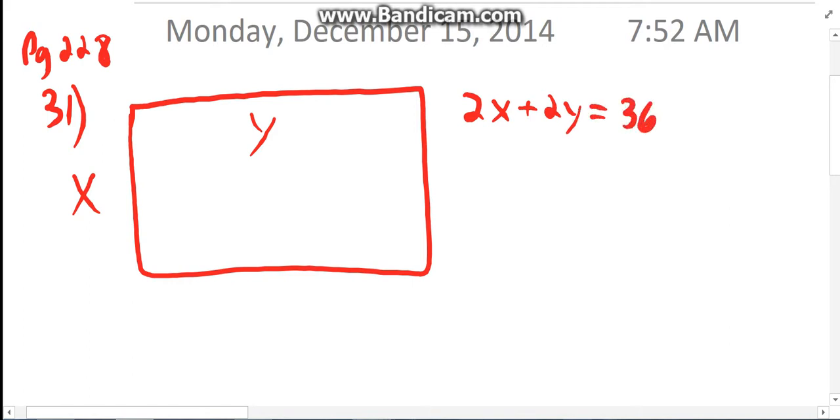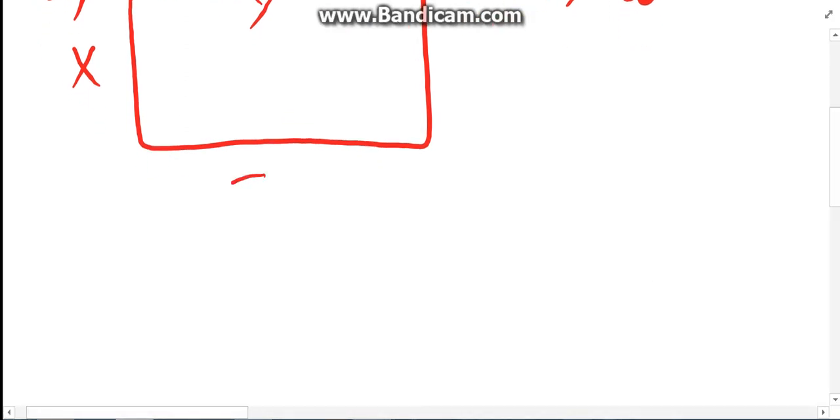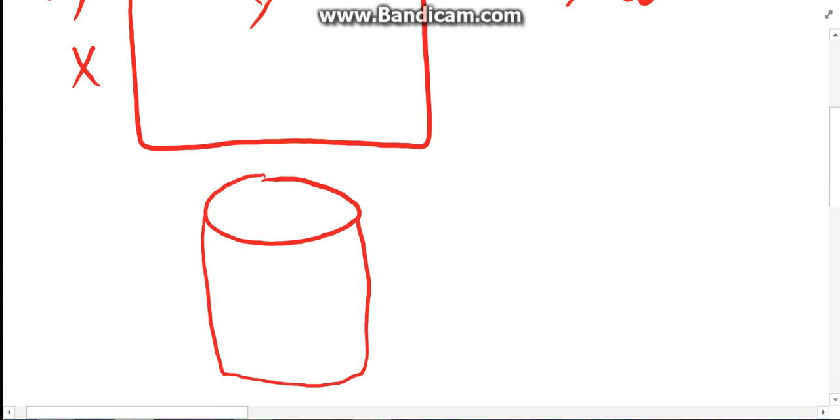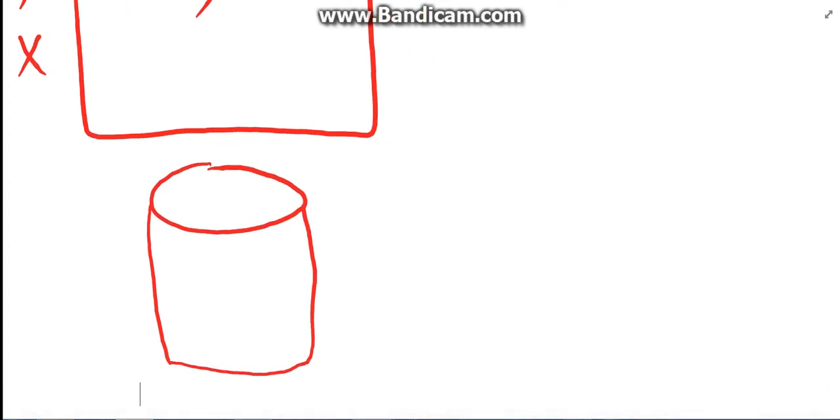So all that tells us is that the perimeter, which is 2x plus 2y, has to be 36. That's not what we're trying to optimize. That's just a given fact. The paper has to have that property. Okay? We want to know if it's going to be rolled into a cylinder, what values of x and y give the largest volume. So we're going to wrap it into a cylinder, like an open cylinder, I guess. And we want to maximize the volume.